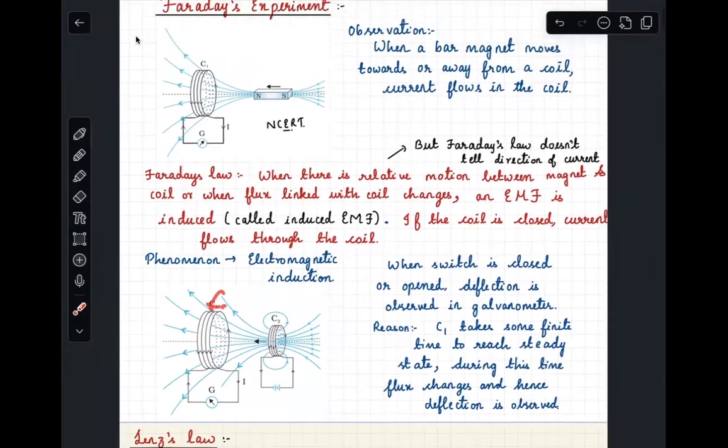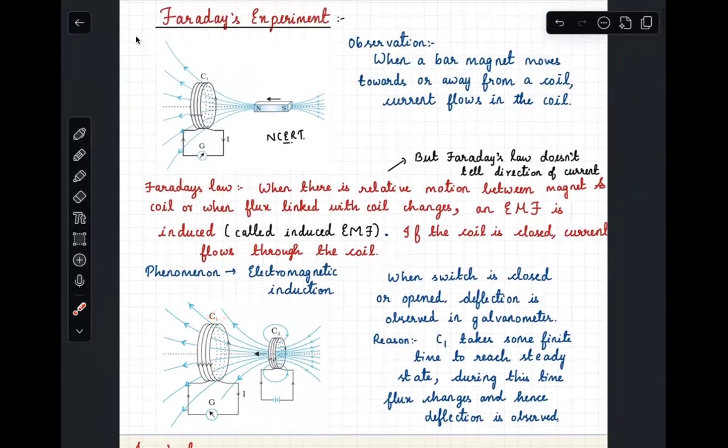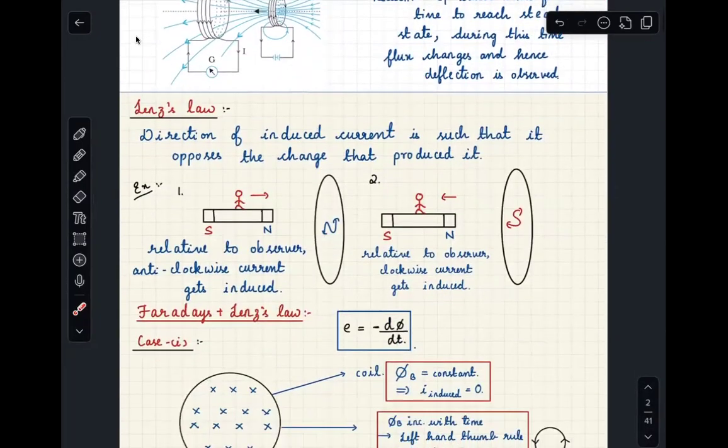Now the point is very clear. When there is a relative motion between magnet and coil, or when flux linked with a coil changes, EMF is induced, and this is called induced EMF. If the coil is closed, current flows through it. Remember, the direction of current is not decided by Faraday's experiments. Faraday did not even explain that. Faraday explained that the EMF induced depends on the rate of change of flux, but direction is not mentioned. The direction is given by Lenz's law.